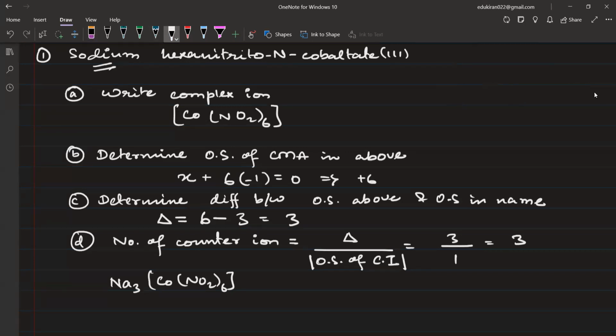For example, you have sodium. Okay? Sodium is here, and you have Co(NO2) whole 6. Okay, Co(NO2) whole 6.